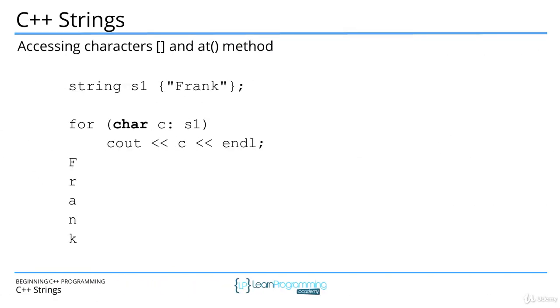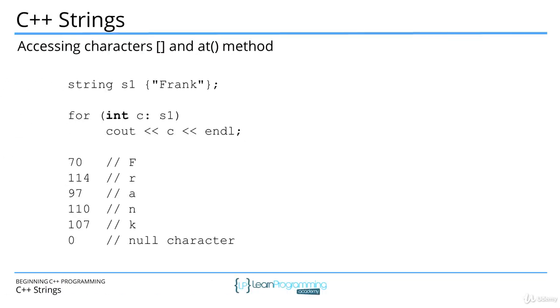In this example, we have a string S1 initialized to Frank. We can use the range-based for loop to display the string characters. In this case, FRANK, and the null character will be displayed. Pretty much what you expected, right? Notice that the type of the loop variable is char in this case. What do you think will happen if we change that to integer?